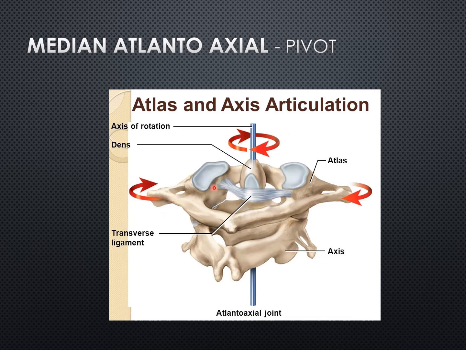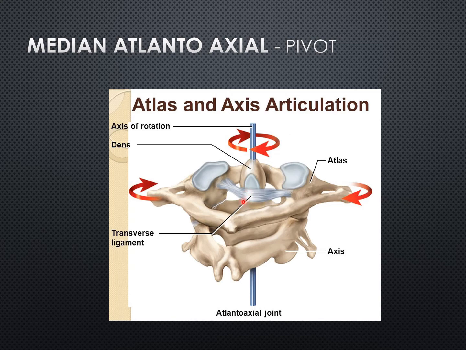The dens of the axis is going to articulate with the anterior arch of the atlas. This is the transverse ligament of the atlas, so a ring is formed, and this is the rod. This is the vertical axis. Here, what is fixed and what is rotating? The rod is fixed. The axis is fixed, and only the atlas is going to rotate. So this is the median atlantoaxial joint, an example of a pivot joint.